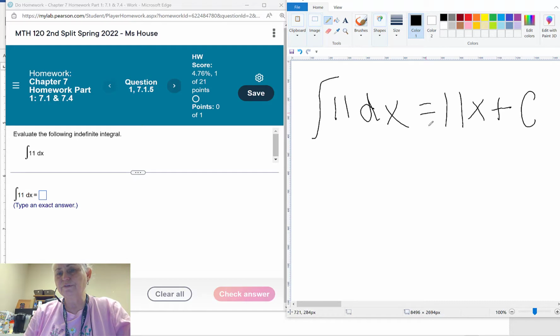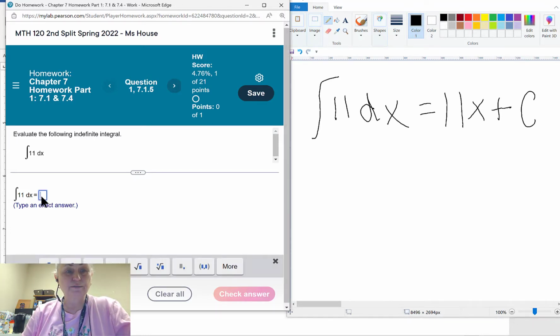Now think about this. What's the derivative of 11x? It's 11. But what's the derivative of a constant? It's 0. So we don't know if this 11x function had a constant added or not. So we write 11x plus c.